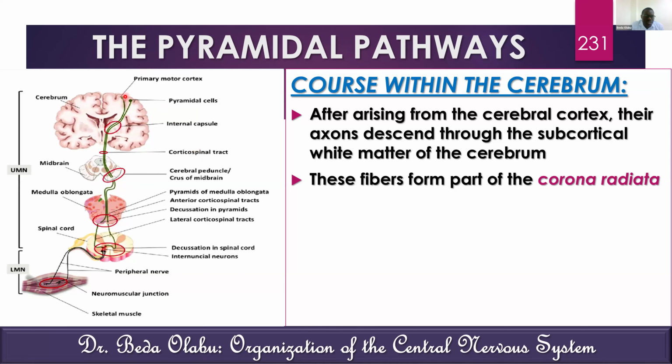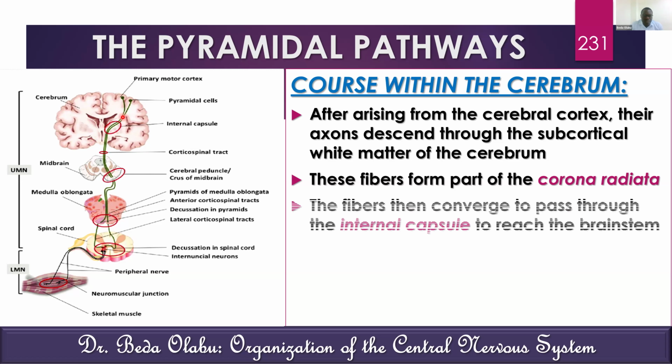This image shows you those neurons and their axons descending through the corona radiata. After descending through the corona radiata, the neurons are usually restricted into a small region so that they converge to pass through a narrow path. That narrow path of fibers is what we call the internal capsule.